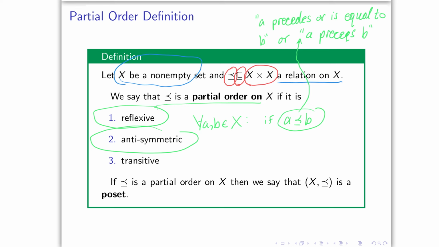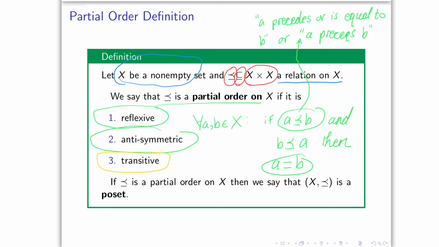So anyway, to get back to anti-symmetry, if A precedes B and B precedes A, right? So the relation holds in both directions. Then A must equal B. This is the property that defines anti-symmetry. So if the relation has this property, then the relation is anti-symmetric. So whenever the relation holds in both directions, it must be that the two elements are equal. That is anti-symmetry. Okay, and then finally, the relation must be transitive.